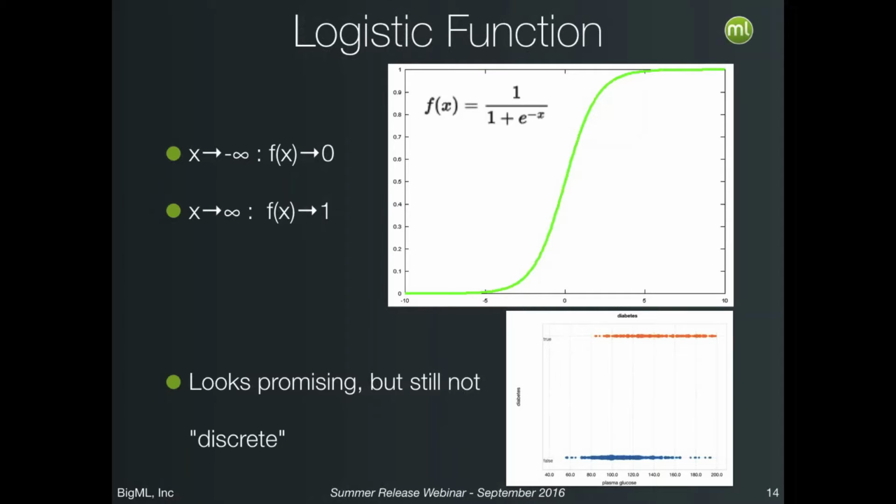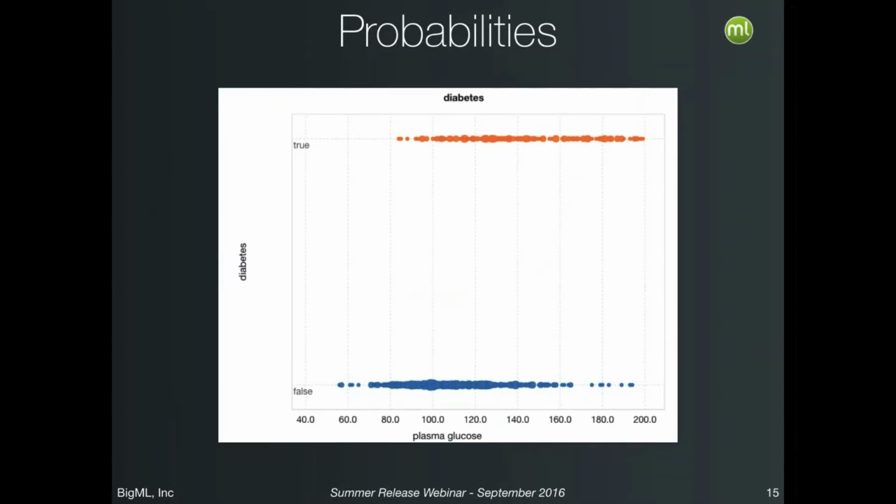It looks promising. But this still isn't discrete, right? The function has lots of values between 0 and 1 there in the middle of that graph. So instead of thinking about trying to model these discrete values exactly, let's think about trying to model probabilities. So what do I mean by probabilities?